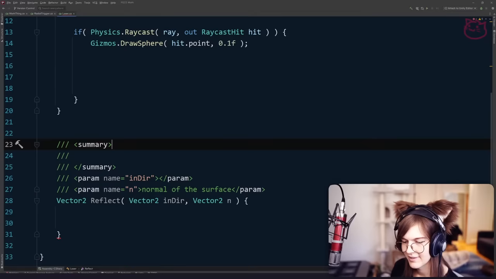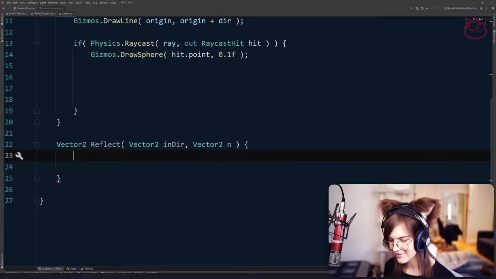I'm just kidding. Don't document your code. Documentation is overrated.